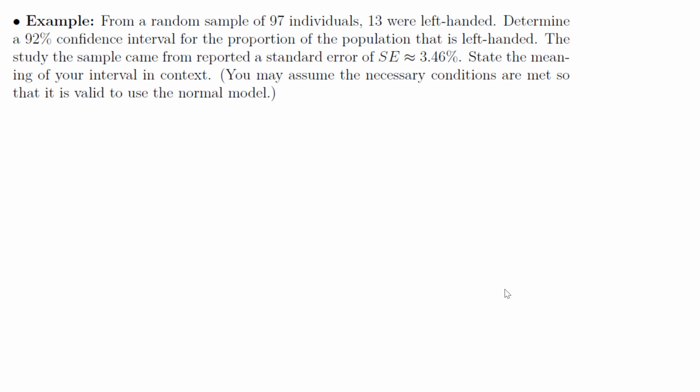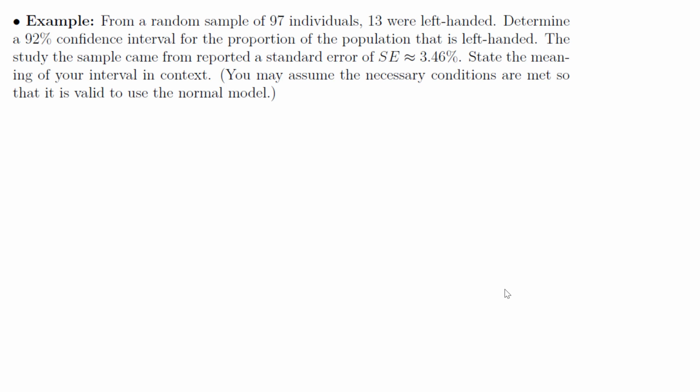All right, let's work through one more example here. I would really encourage you to pause the video and try this one on your own with the formulas that I've given you. All right, so it says from a random sample of 97 individuals, 13 were left-handed. Let's determine a 92% confidence interval for the proportion of the population that is left-handed. The study that this sample came from reported a standard error of 3.46%. State the meaning of your interval in context. And again, you may assume that all the conditions are met so that in fact a sampling distribution would be normal.